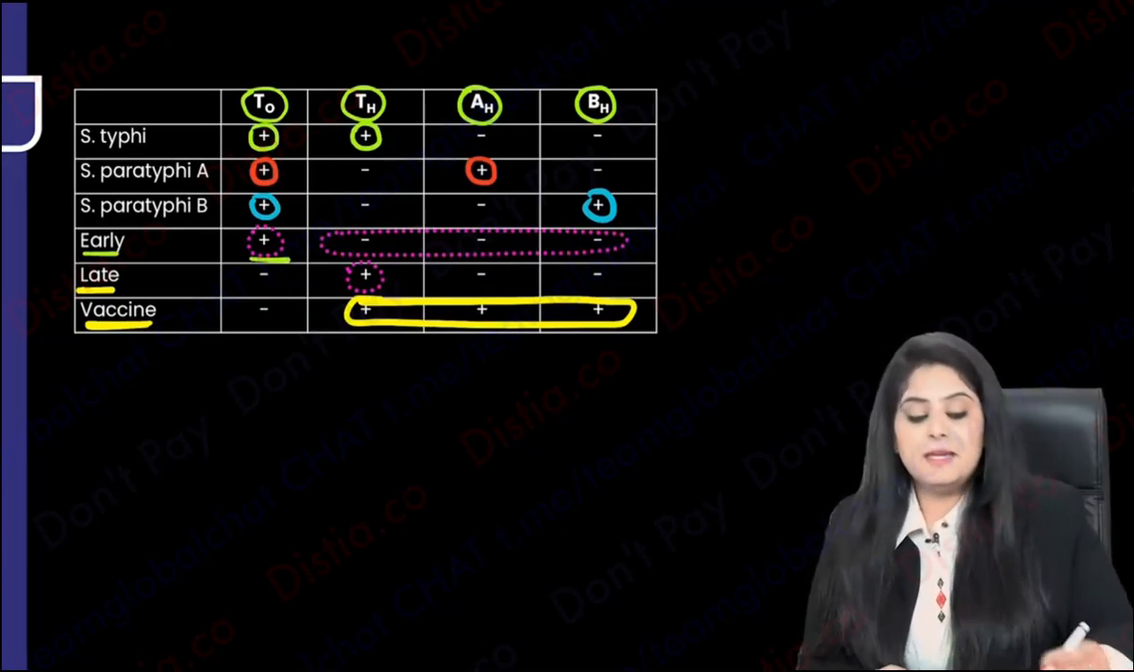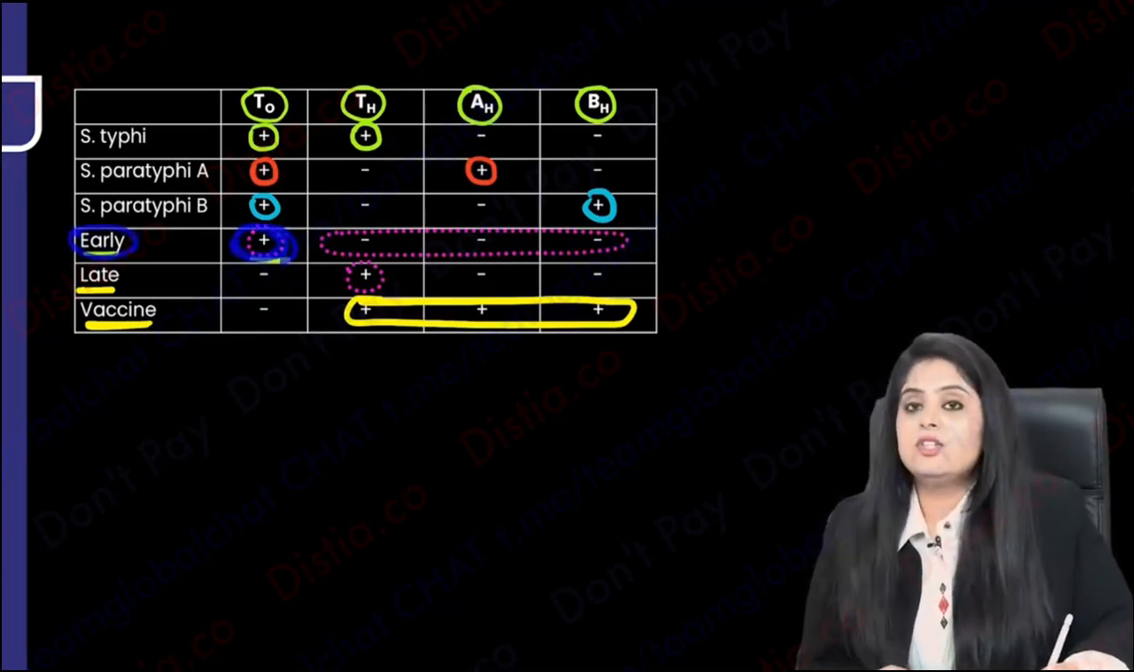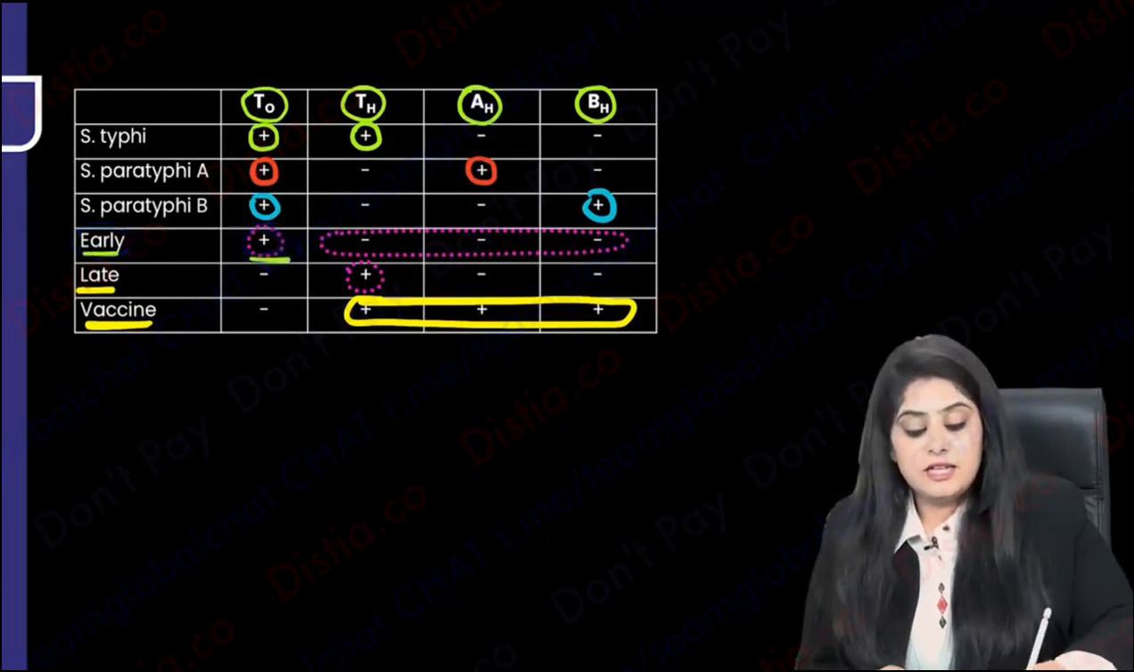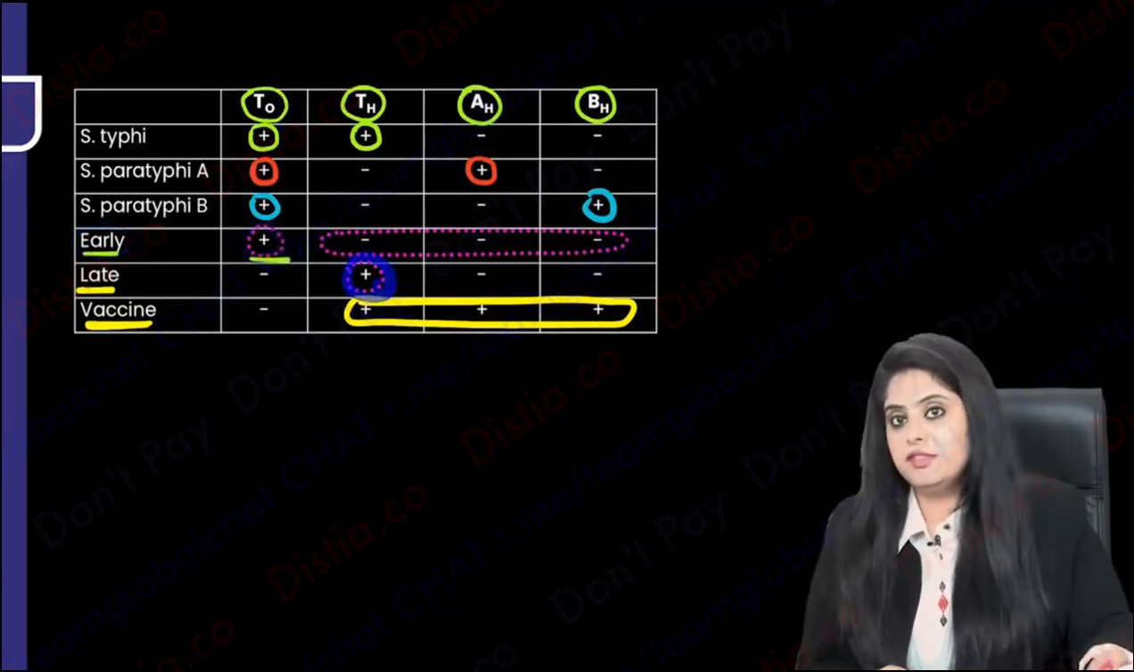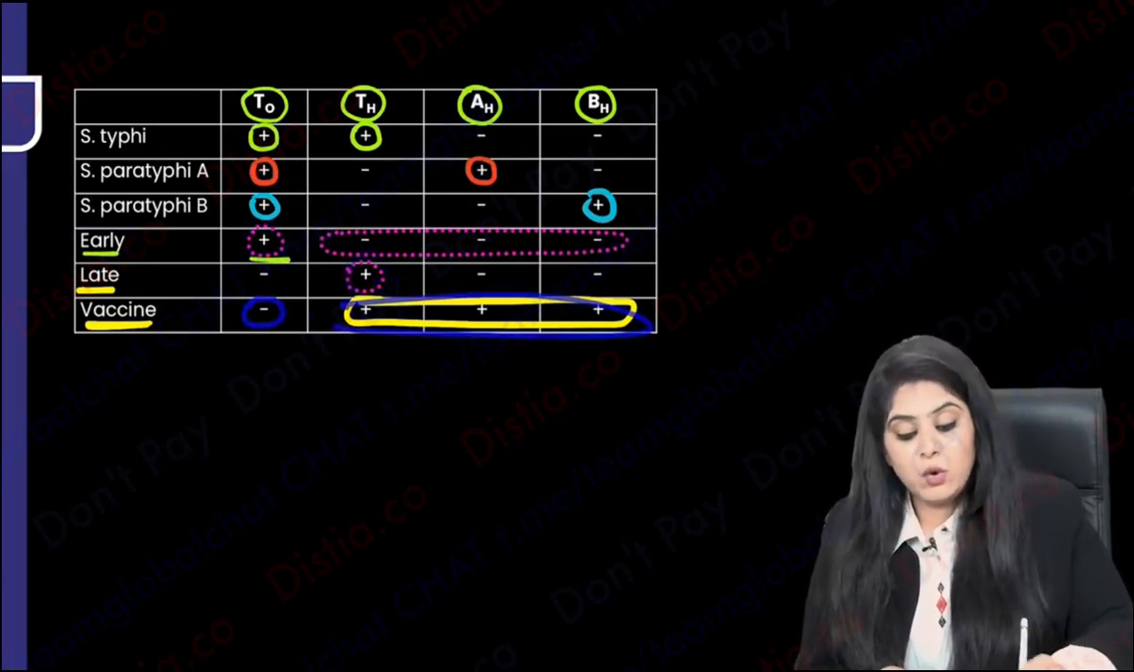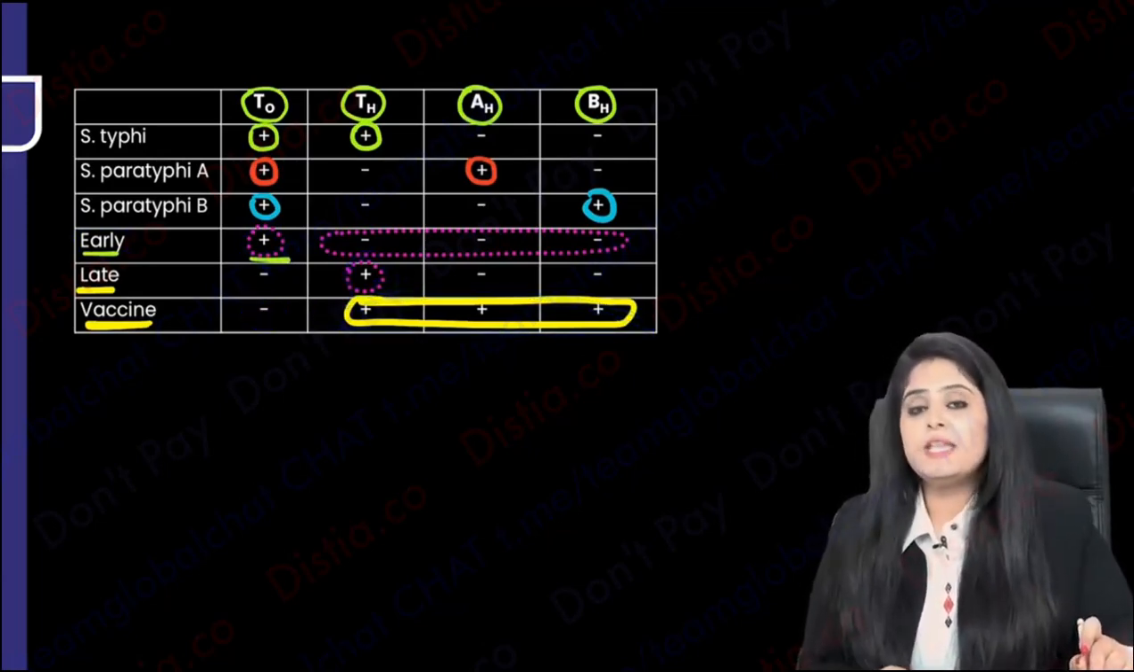So repeating once again, if you get only O antigen reaction, this means it's an early test. If you get only H antigen, this means it's a late test. And other than O, if you get all the H's, that means it is going to be a vaccine.